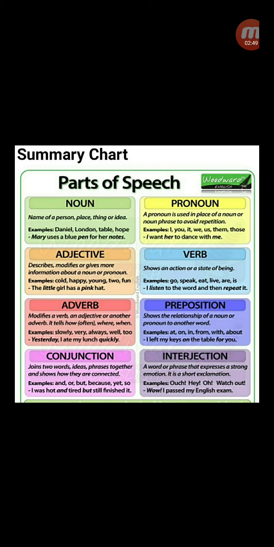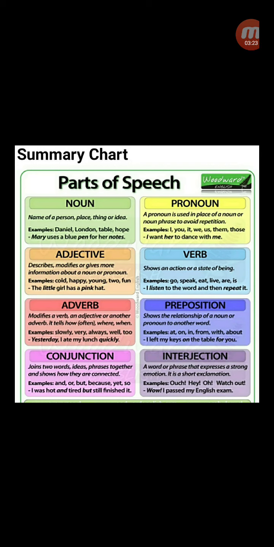Adjectives. Adjectives describe, modify, or give more information about the noun or a pronoun. Example: cold, happy, young, fun, too. The little girl has a pink hat. Now, something is describing a girl and a hat. So the girl is little and the hat is pink in color. So these are adjectives.